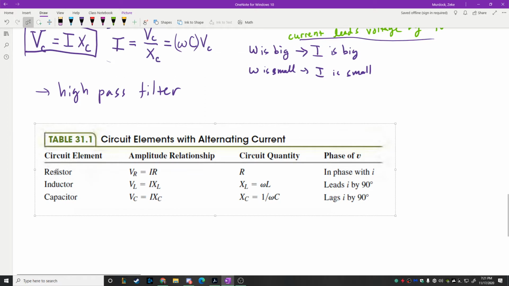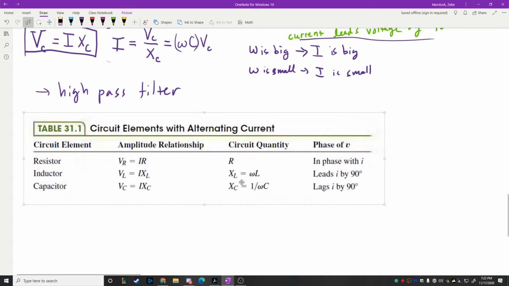We've got our circuit element, so the resistor: amplitude relationship, Ohm's law, V equal to IR, circuit quantity, resistance R, phase of voltage, in phase with the current. Inductor, V_L is equal to I X_L. This is the inductive reactance. X_L is defined as omega times L, and the phase of the voltage is that it leads the current by 90 degrees. In the case of the capacitor, it's V equal to I times X_C. X_C is 1 over omega C, and the phase of the voltage is that it lags the current by 90 degrees. It's a little summary of all the things that we just discussed.